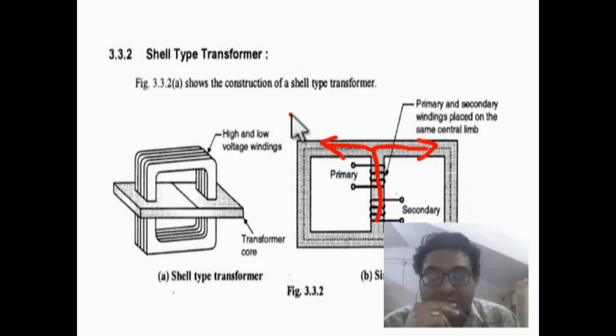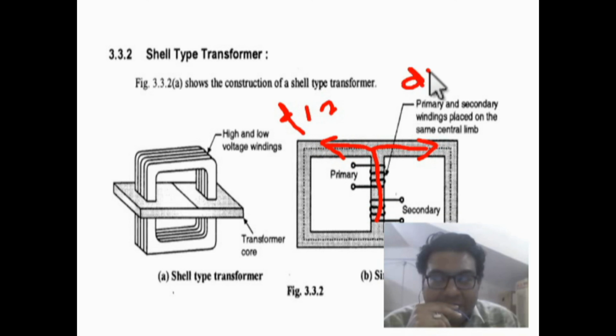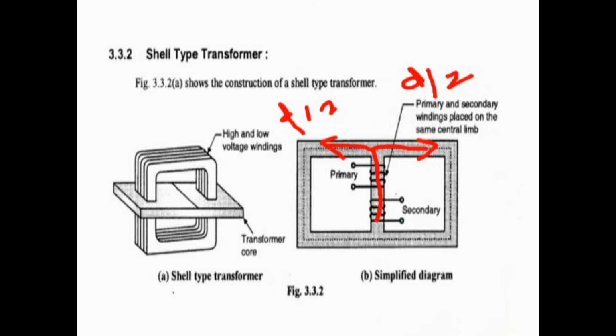So guys, here the flux will be divided into phi by 2 and phi by 2, in the right side section as well as the left side section. So here you will see that there are two magnetic paths of flux, and there are two windows. So this is the important identification of a shell type transformer. Okay, so this is the simplified diagram.